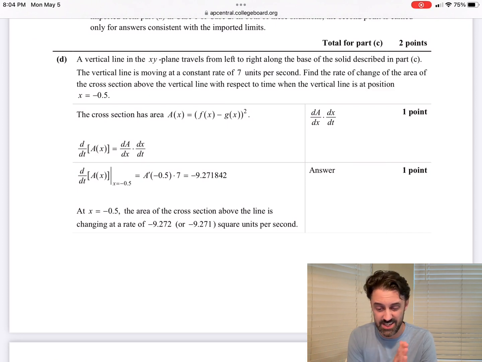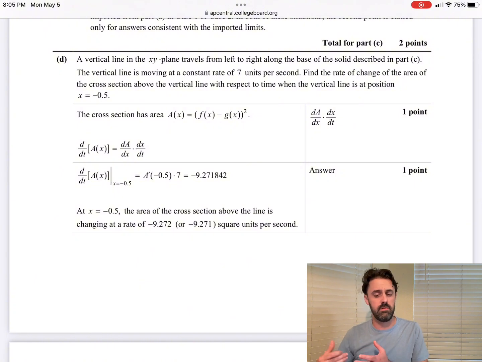So a vertical line is passing through that solid that was just described in the last part. And it's moving at a constant rate, or derivative, of 7 units per second. Find the rate of change of the area. And so really what I care about with this is that we know to take the derivative of area here, all right? So the area was our side squared, right? F of x minus g of x, all being squared. And we're taking a derivative of that.